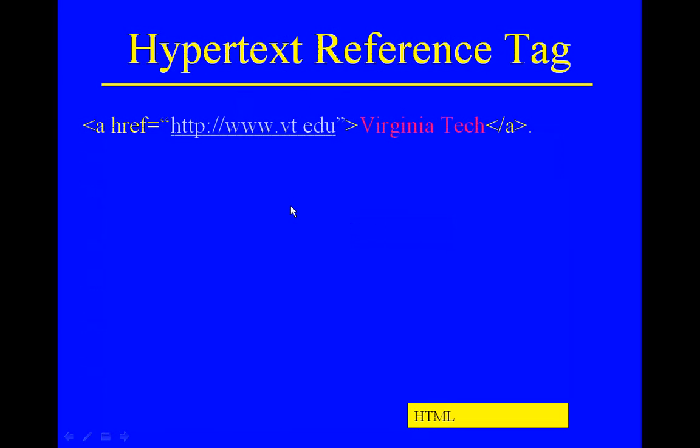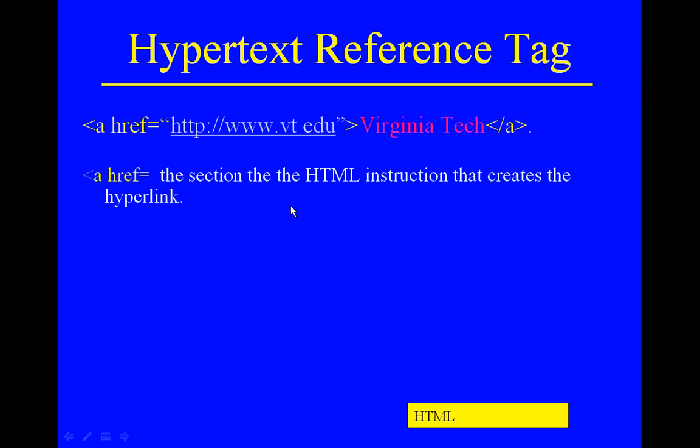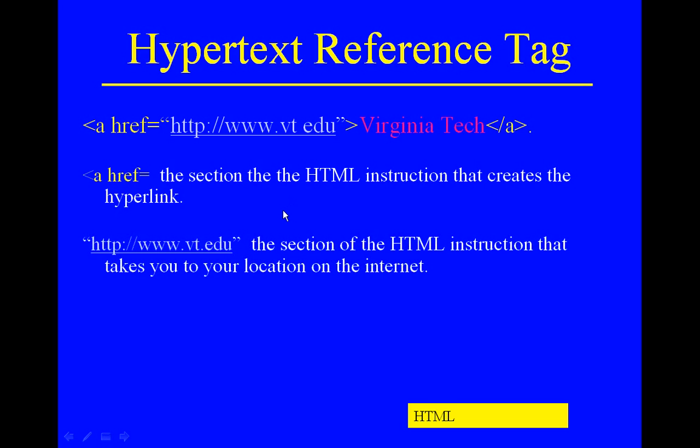Alright, we do need to know the hypertext reference tag, the syntax, the proper way to key it in to make sure that it works. We want to link to the site vt.edu with the user being able to see Virginia Tech as the anchor. So the hypertext reference tag is the instruction that creates the hyperlink.